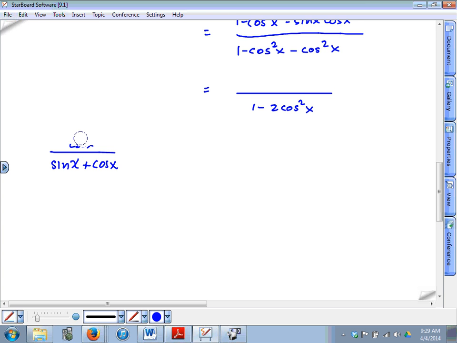Okay. Let me change it back to sine. Maybe we chose the incorrect side. Maybe the left side wasn't the way to go. Maybe we should have chosen the right side.